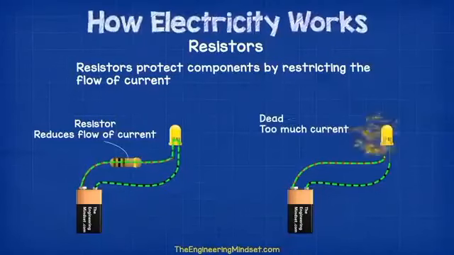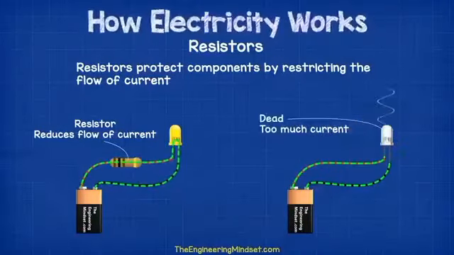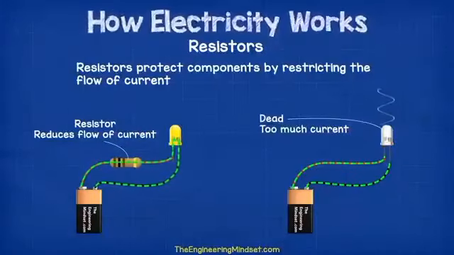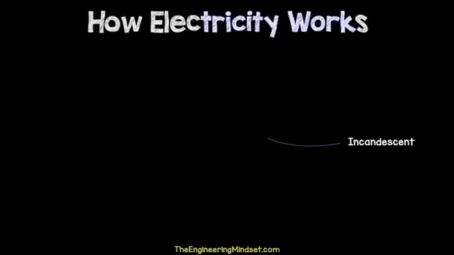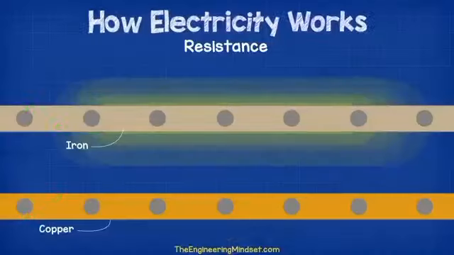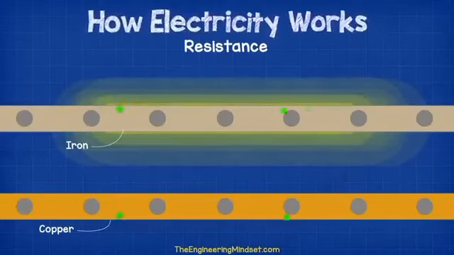Electrical circuits use specially designed components known as resistors to purposely restrict the flow of electrons. This is either to protect other components from too many electrons flowing through it, or it can also be used to create light and heat, such as in an incandescent light bulb. Resistance occurs when electrons collide with atoms. The amount of collisions is different from one material to another.